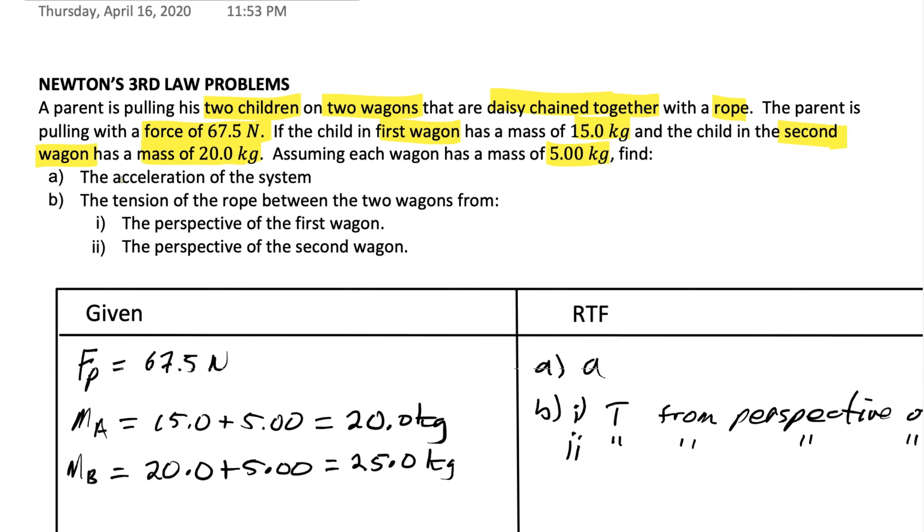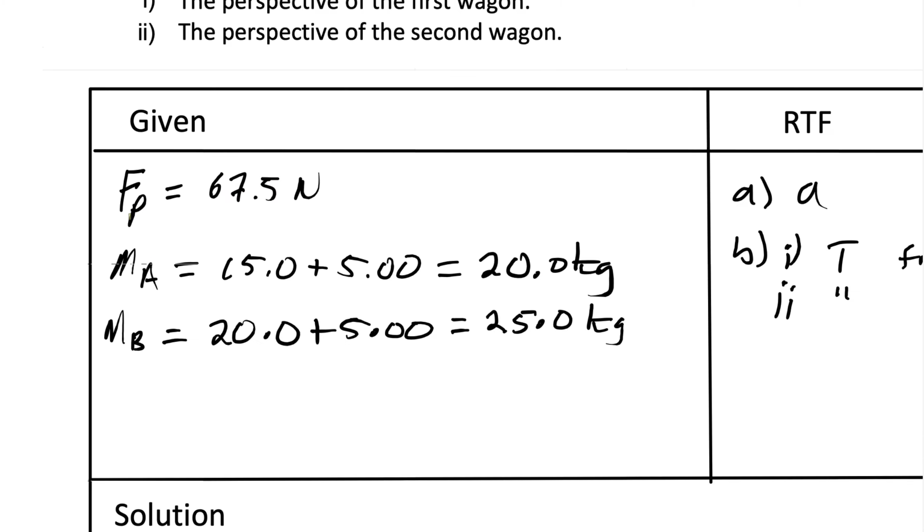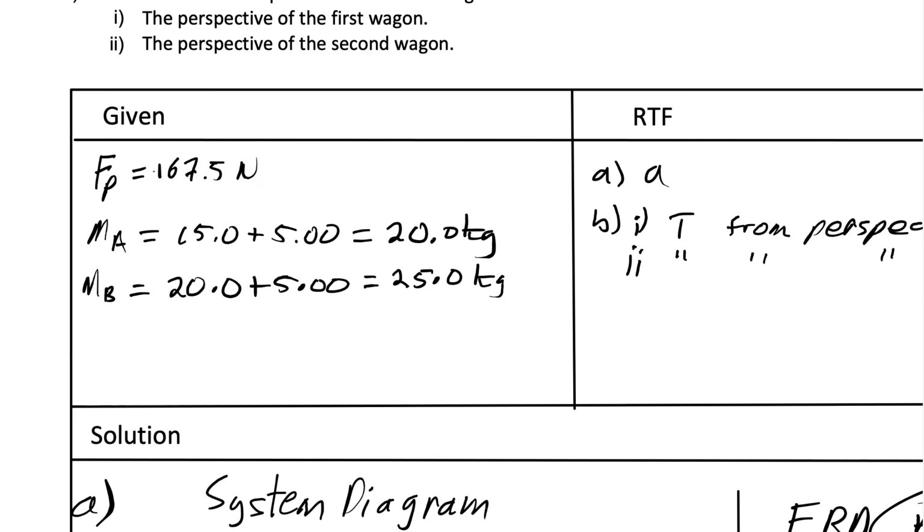What we're looking for is the acceleration of the entire system. And in part B, we're looking for the tension in the rope between the two wagons. We're going to do it from the perspective of the first wagon, and the second time, from the perspective of the second wagon. We're going to start off with FP representing the force from the parent, and that's 67.5 newtons. We'll make it positive because it's in the forward direction.